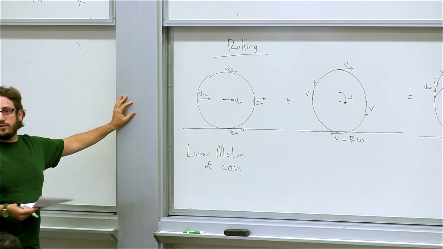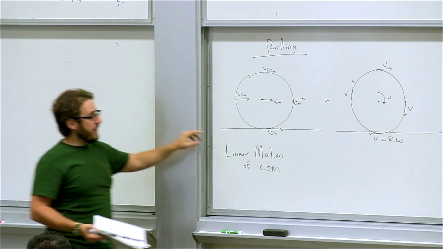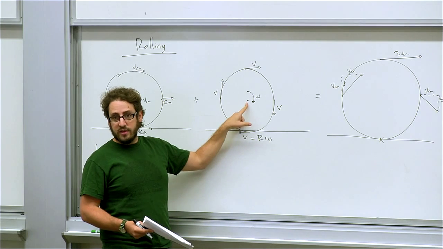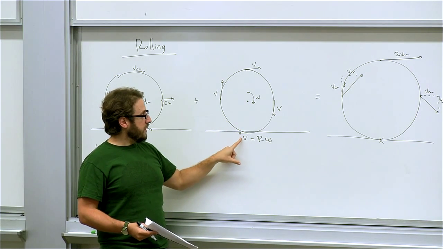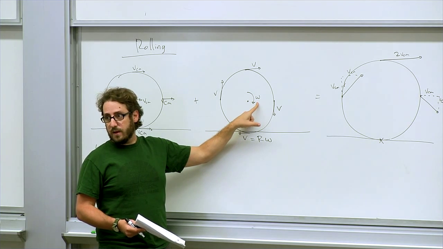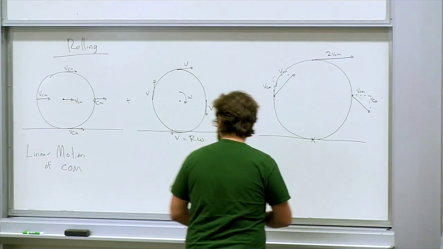Okay, so if somebody says to you in a problem, rolling without slipping, that's what this means. It means that you can confidently relate the motion of the center of mass of the object to the tangential motion and to the angular velocity of the object. Okay, rolling without slipping.